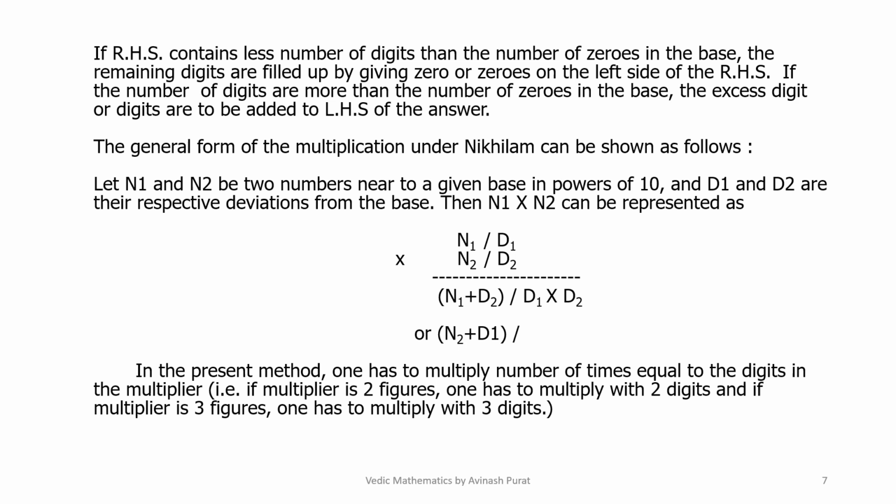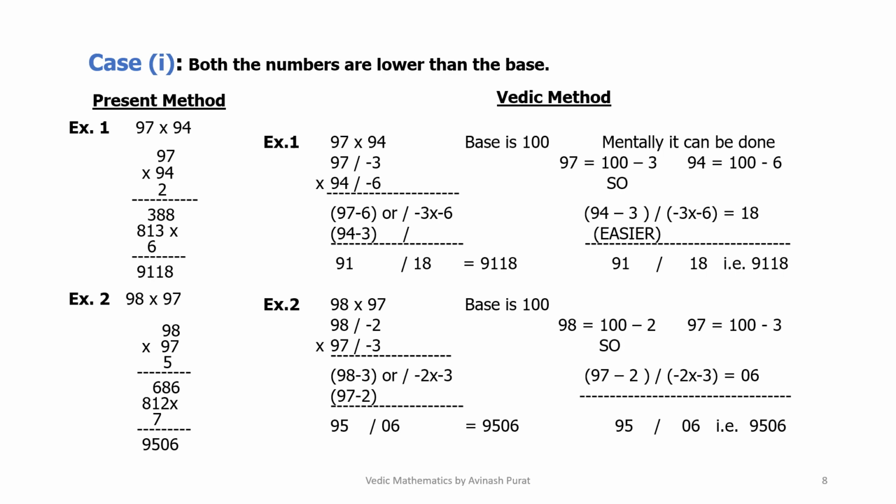In the present method, one has to multiply a number of times equal to the digits in the multiplier. That is, if the multiplier is two figures, one has to multiply with two digits, and if the multiplier is three figures, one has to multiply with three digits. Case 1: both the numbers are lower than the base.